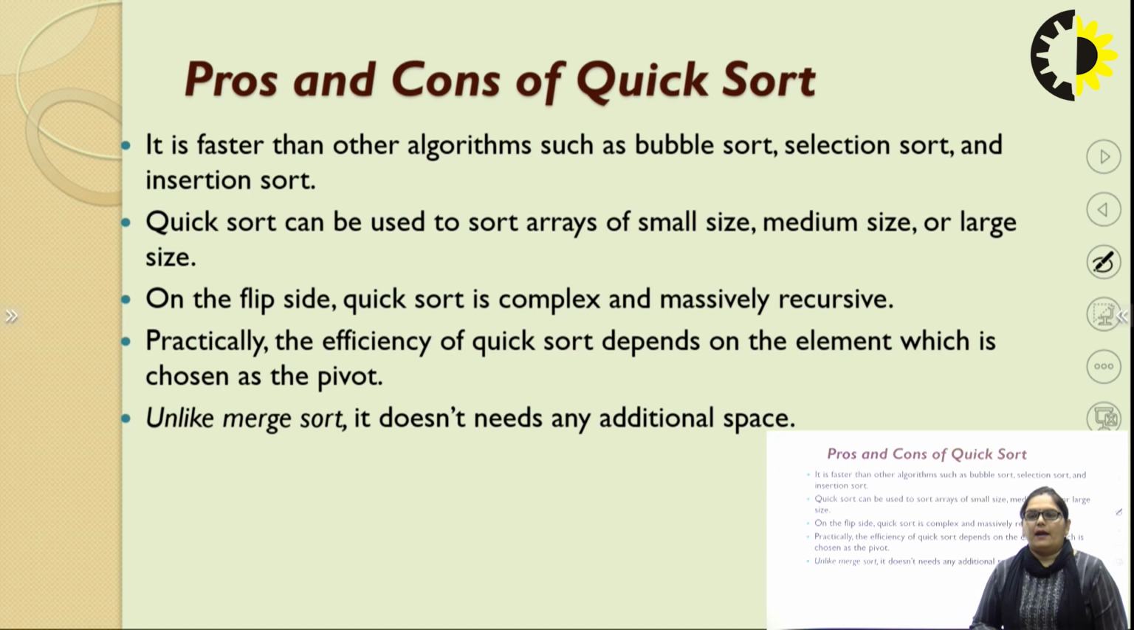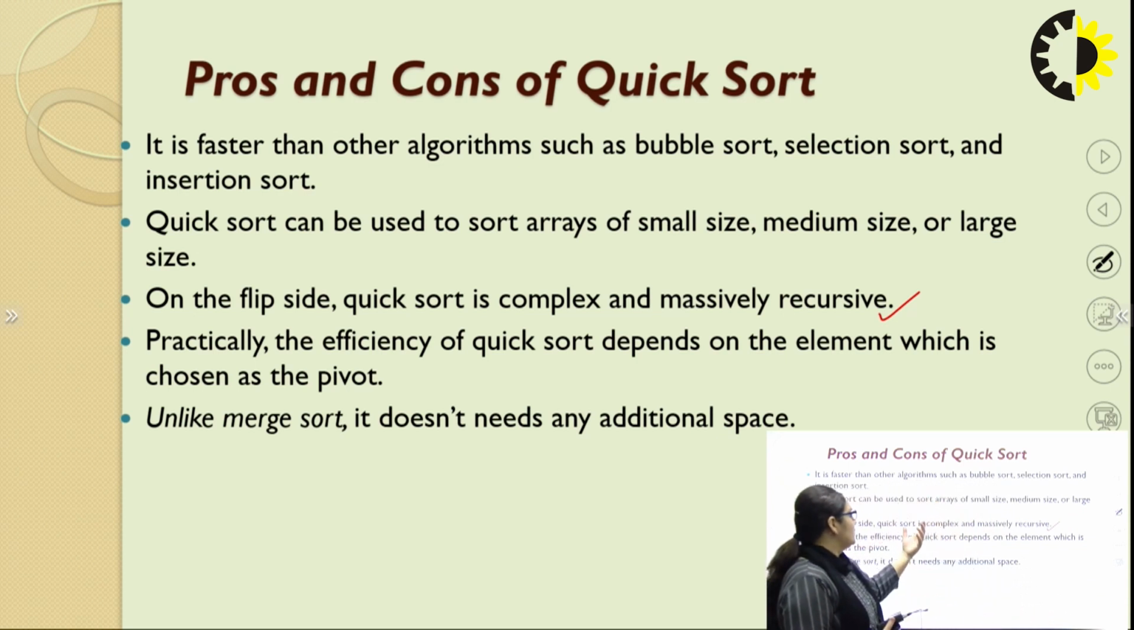Okay. So at the last, these are the pros and cons of quicksort. It is basically faster than other algorithms. If we are comparing it with bubble sort, selection sort, and insertion sort, this is much faster as compared to these sorting algorithms. And quicksort can be used to sort arrays of small size, medium size, as well as large size arrays. But it is more complex and it is massively recursive, because every time we are partitioning the array and choosing the pivot element and solving these subarrays, so it is more complex and recursive in nature. And the efficiency of the quicksort depends on the element which is chosen as the pivot.